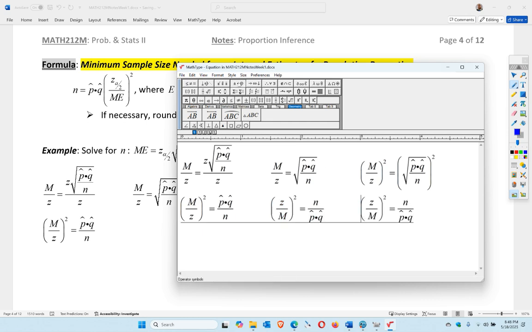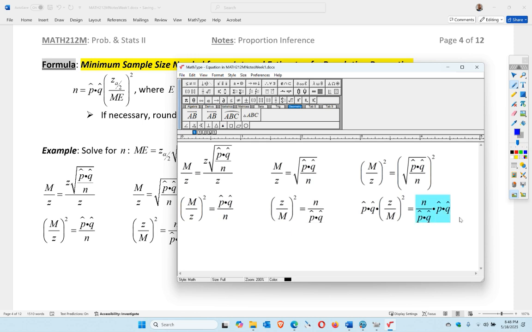So I'm going to multiply by n on this side. No, I'm sorry, not by n. P and Q, times P and Q. So on this side, the P and Q's will go away, right? So you'll be left with n equals this, essentially.